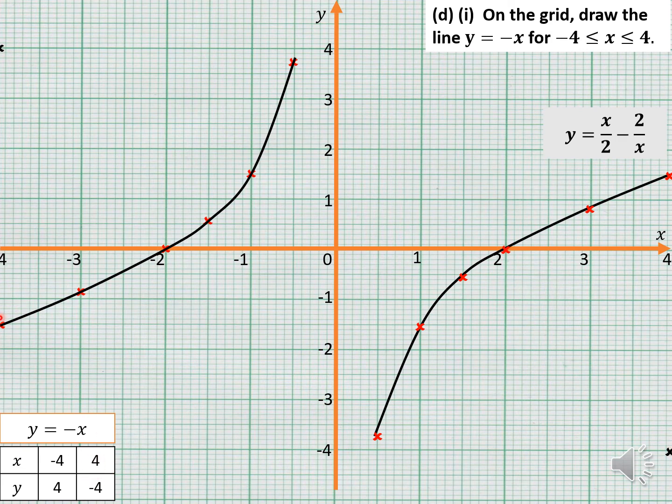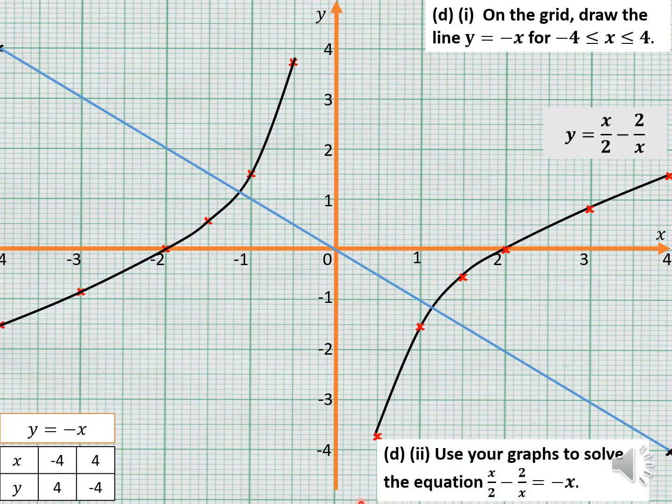So you only need 2 points to draw a straight line. And that is exactly what I have done there. So only 2 points that you need to draw a straight line. And I took the extremes so that my graph can go right through, because I might be asked questions on where they intersect and stuff like that.